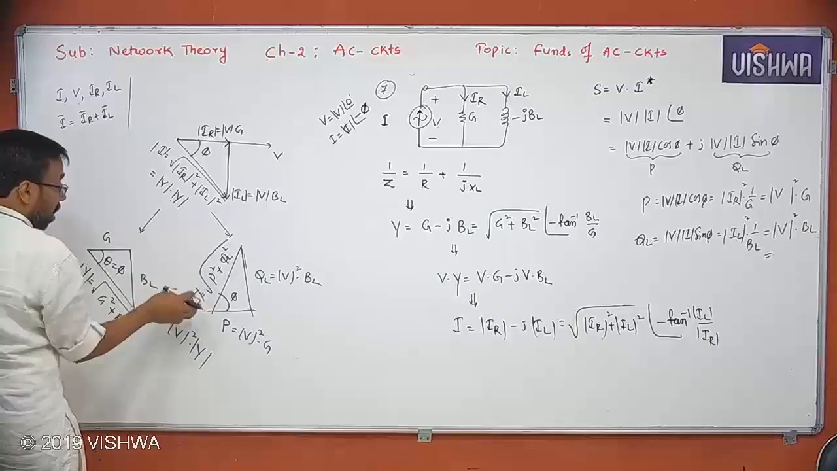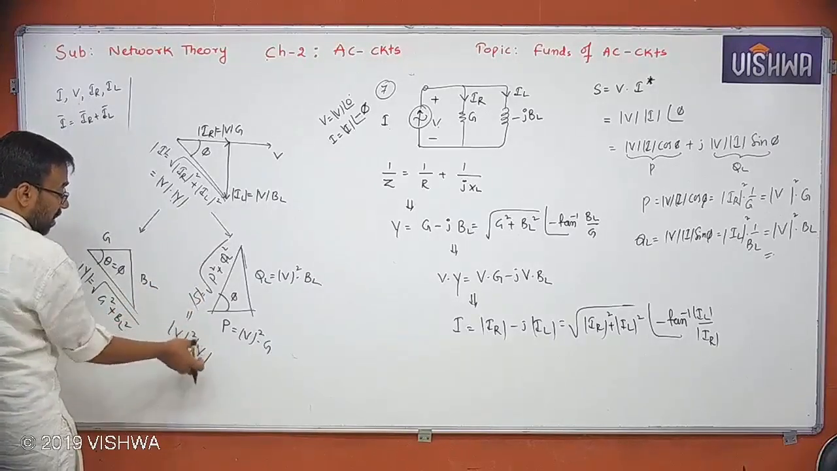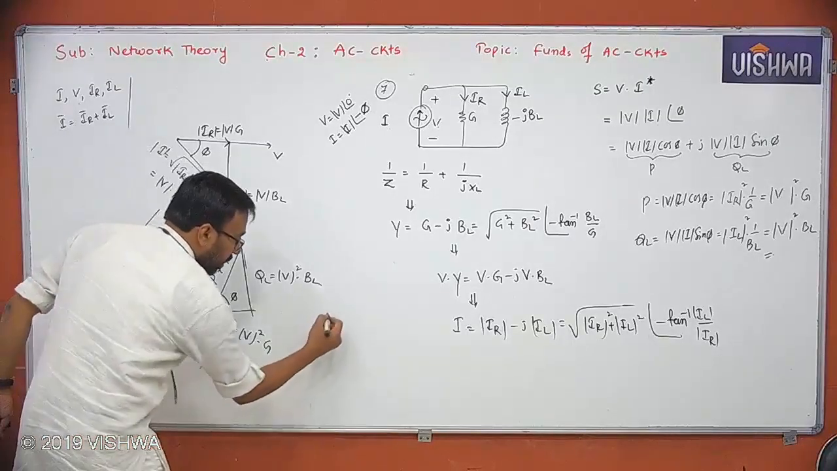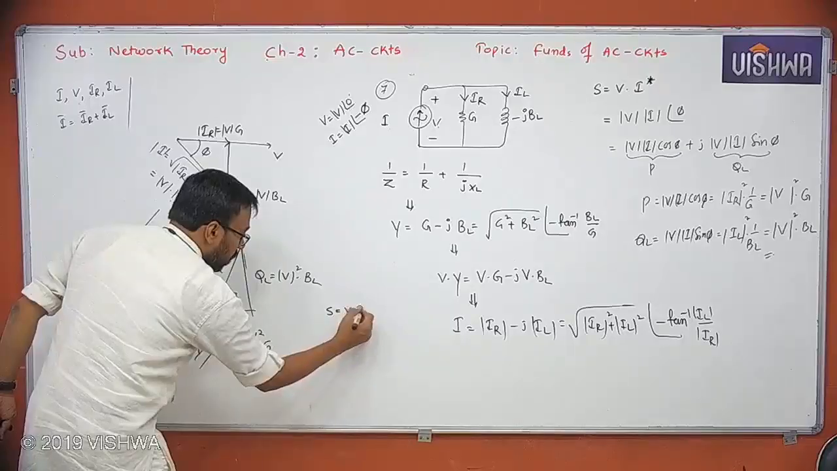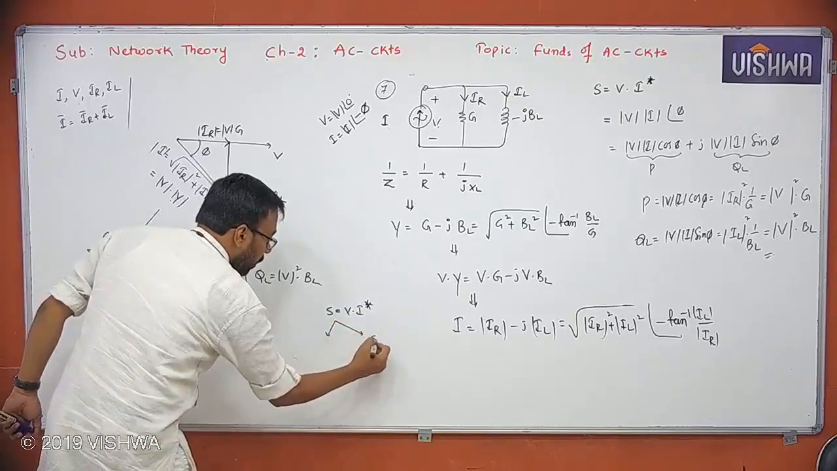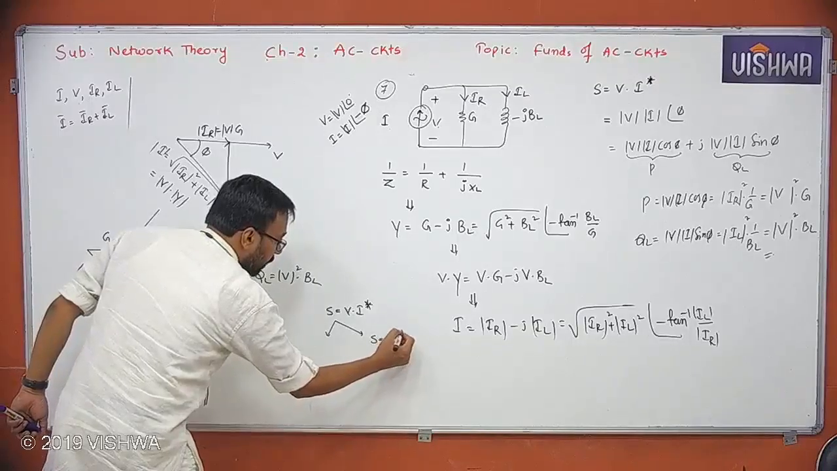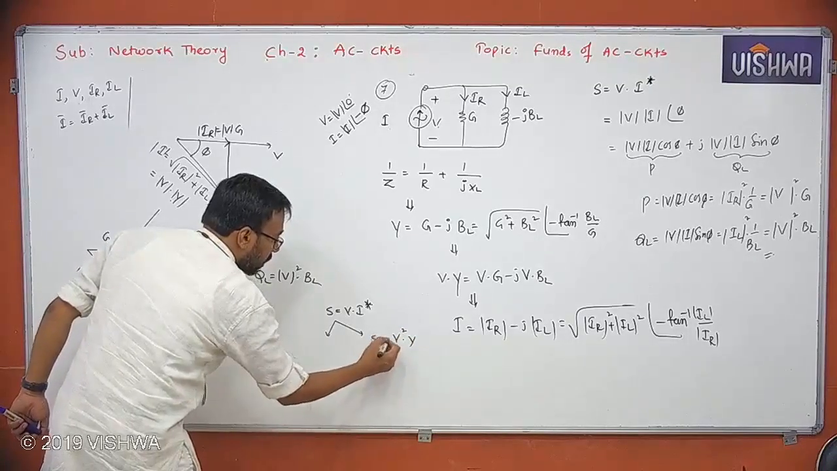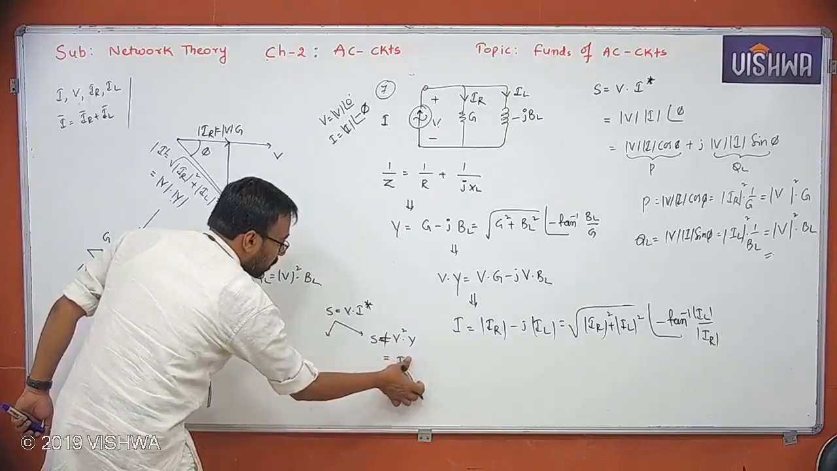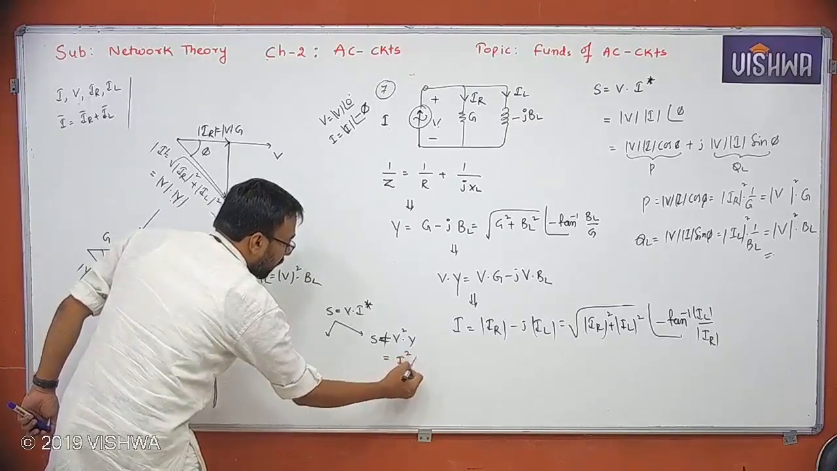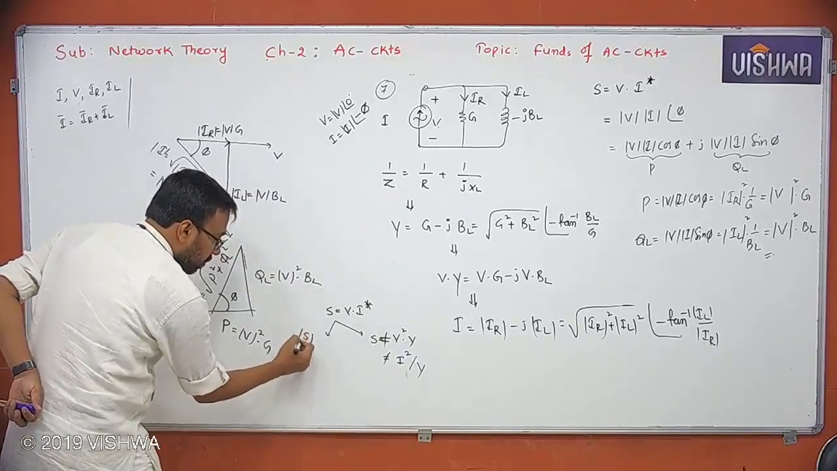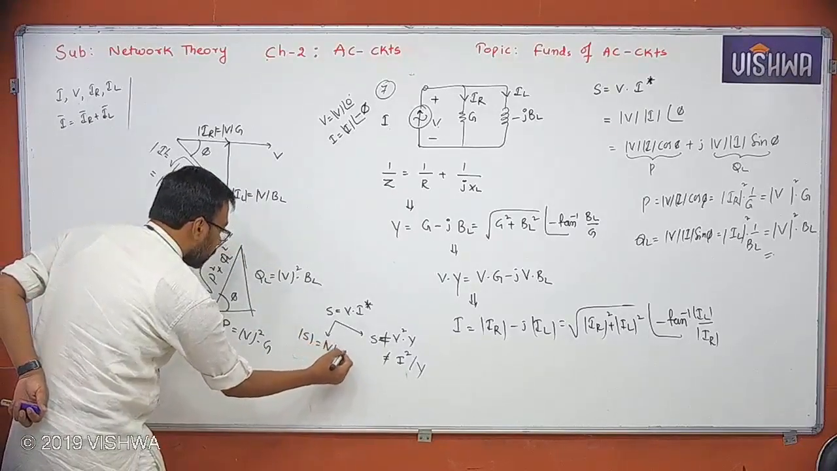But when you deal with complex, S is a complex, V is a complex, Y is a complex, then this relation is not correct. Yes or no, all of you? I write here S is equal to V into I conjugate once again. S is equal to V square into Y is not correct. S is equal to I square by Y is not correct. Understand? But here S is equal to V into I conjugate is correct.